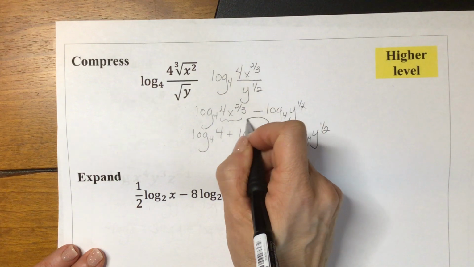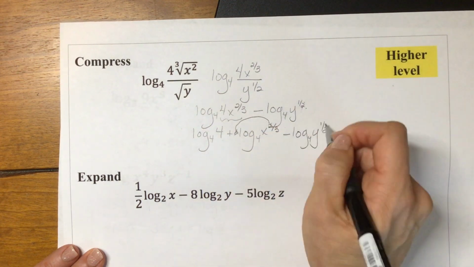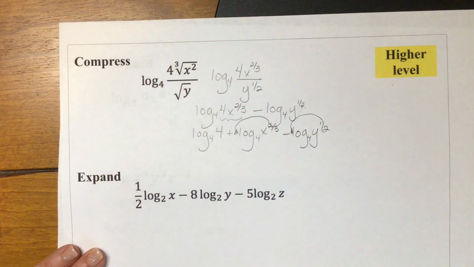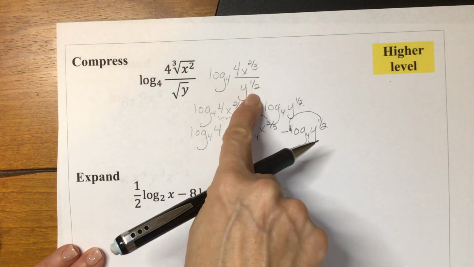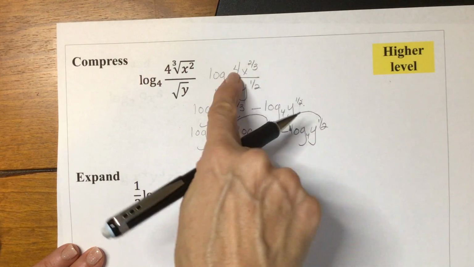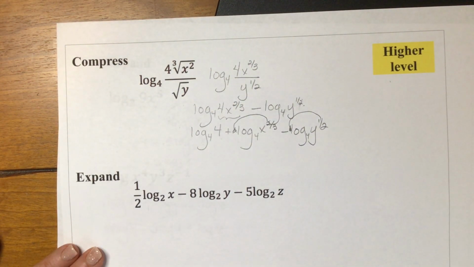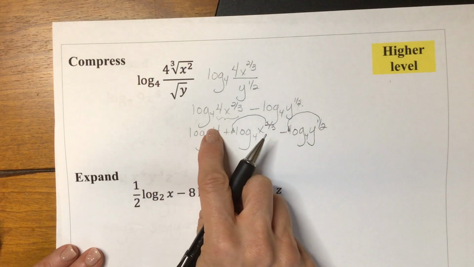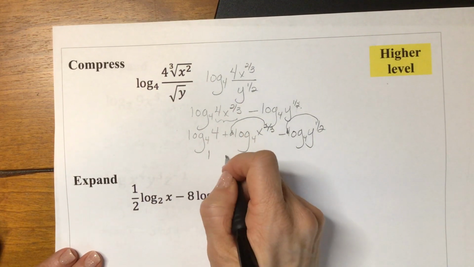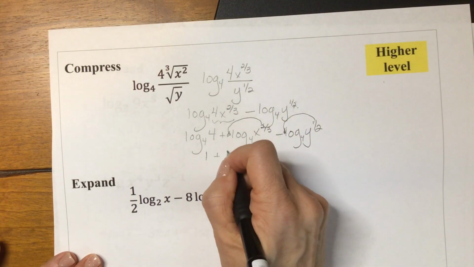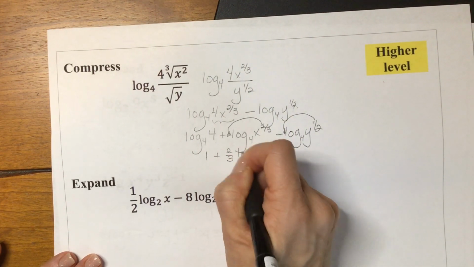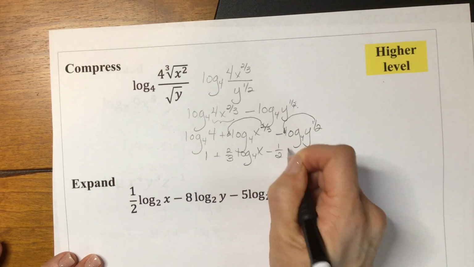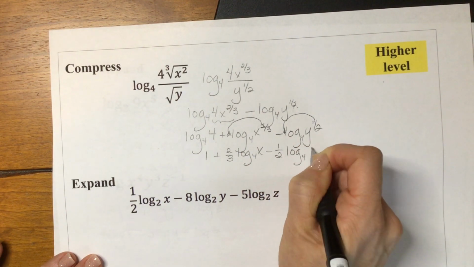But now the last thing is those exponents need to come out front. So be really careful when you're expanding. What is the exponent attached to? Notice the 2/3 is not attached to the 4. So I'm going to simplify this as well. Log base 4 of itself is just 1. Then we're going to have 2/3 log base 4 of x minus 1/2 log base 4 of y.